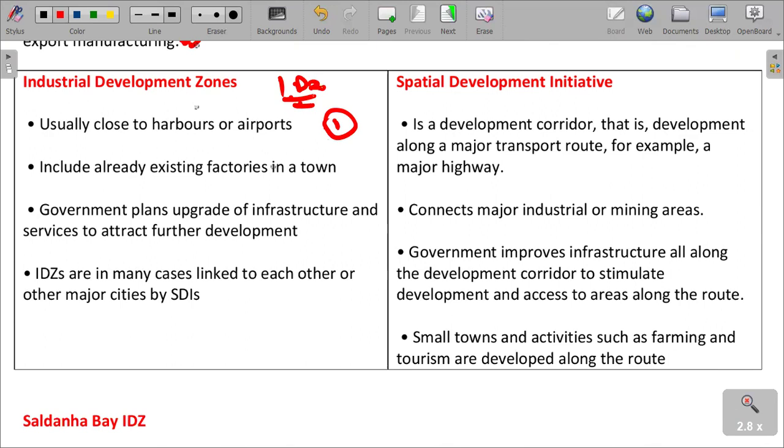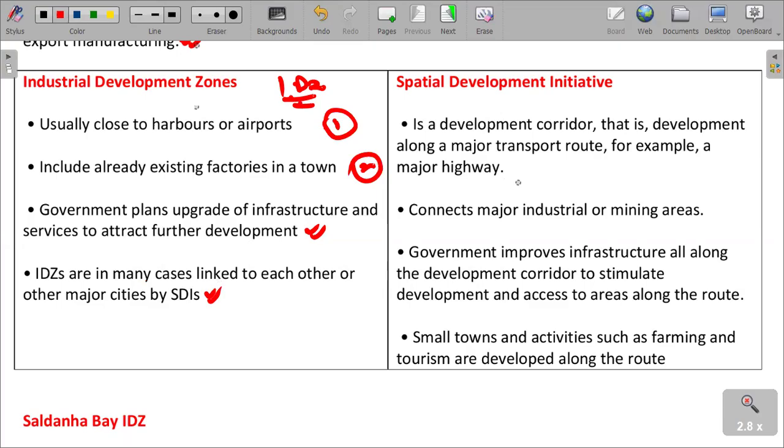They include already existing factories in town. Government plans upgrade of infrastructure and services to attract further development. So by further development in infrastructure, government has to take part in there so as to attract further development. And then IDZs are in some cases linked to each other or to other major cities by SDIs.